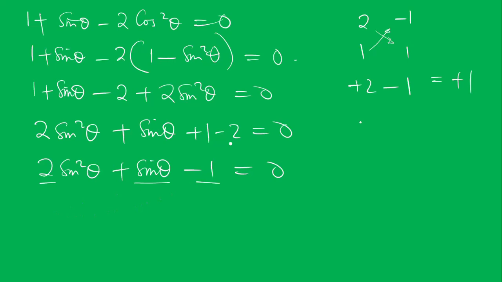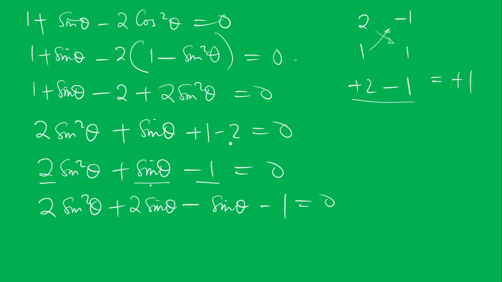So now, that means we're going to split this plus sine theta into plus 2 sine theta minus sine theta. So you will now have 2 sine square theta plus 2 sine theta minus sine theta minus 1. I just wrote this minus 1 here. So plus 2 sine theta minus sine theta will give you plus sine theta. Now, when you look at these two, what is the factor that is common to both? You have 2 sine theta common. So if you use 2 sine theta to divide this term here, you're left with sine theta.